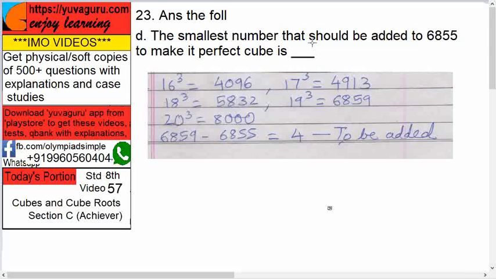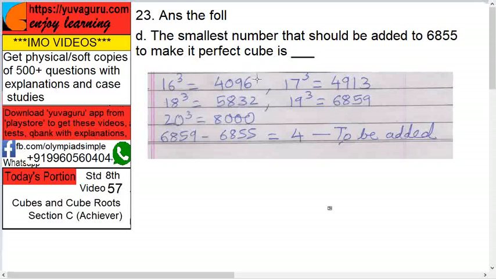Next, the smallest number that should be added to 6855 to make it a perfect cube. It is a similar problem, but you must know the cubes. I generally tell you to learn up to 15 cubes, but in this problem we require the cube of 19 also. So try to learn cubes up to 20 if possible, but 15 is required. Some problems, as an exception, do come like this.